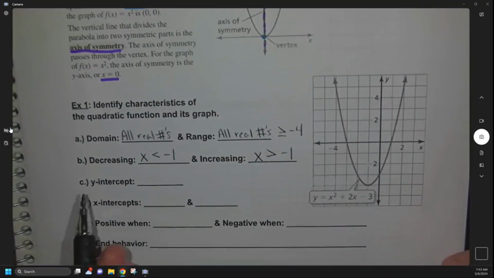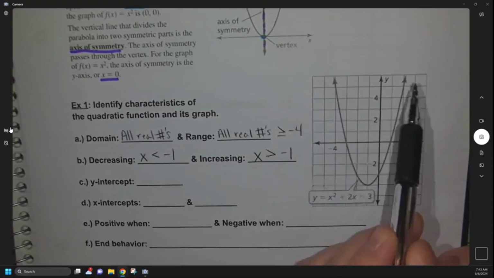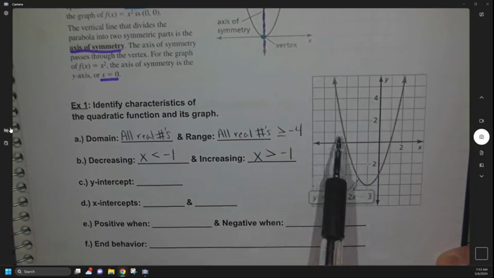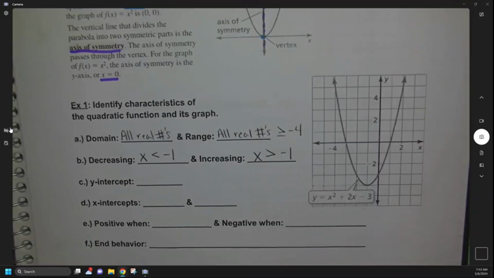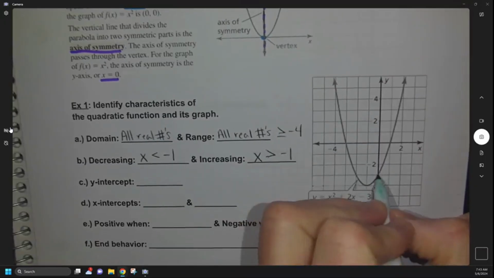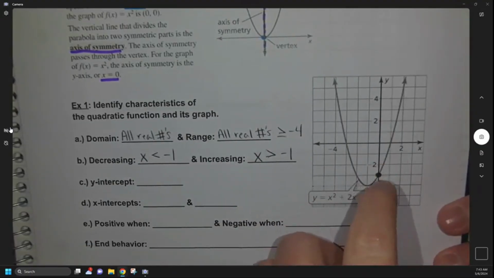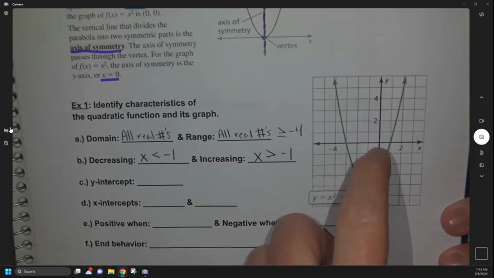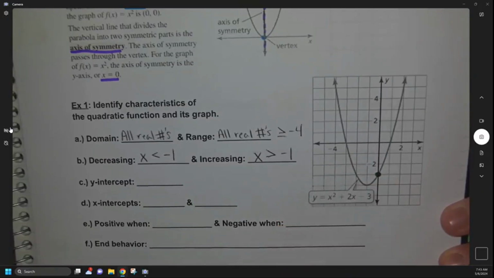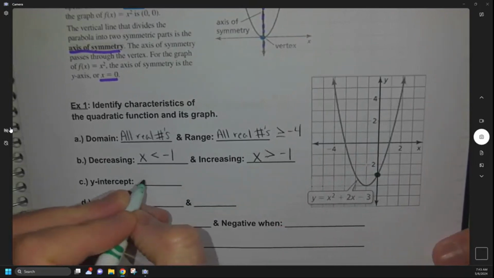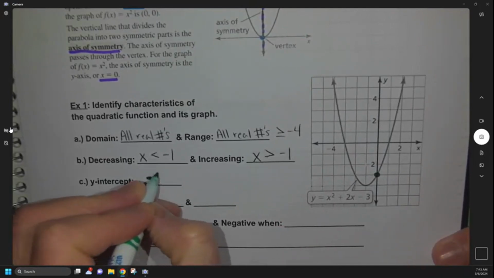Now we're looking for our y-intercept. So I look at my graph. Where does it touch the y-axis? It touches right here at 1, 2, 3, -3. So our y-intercept is -3.